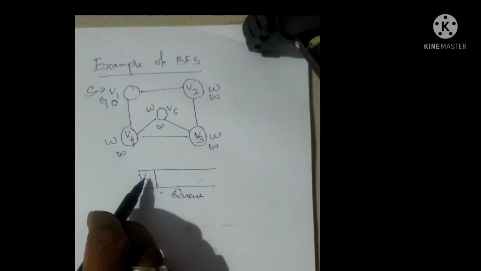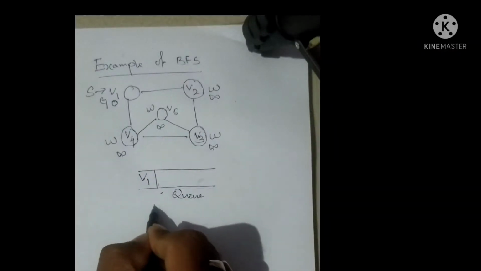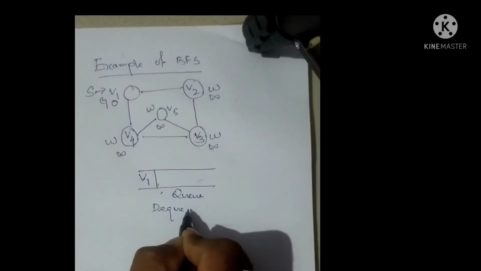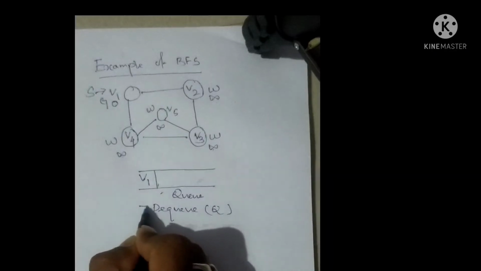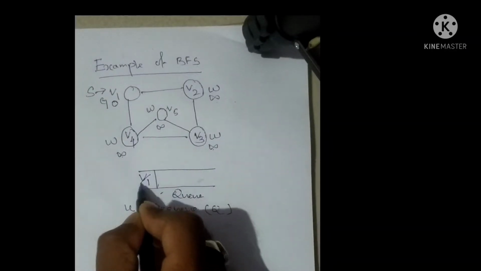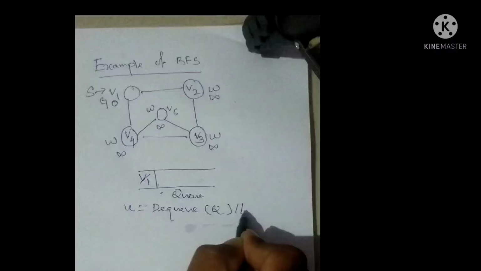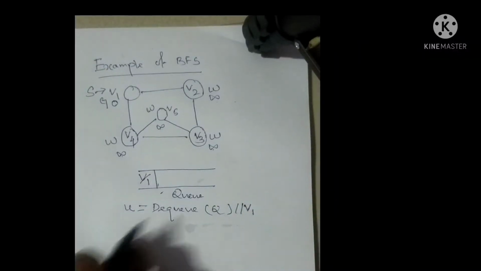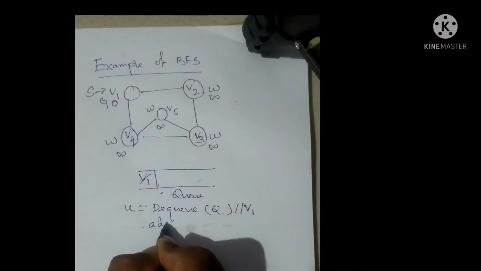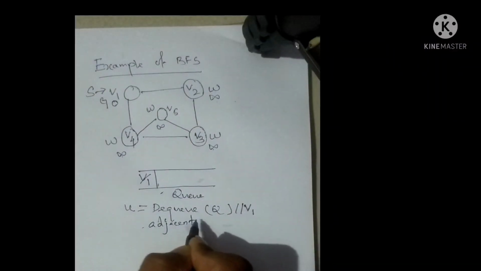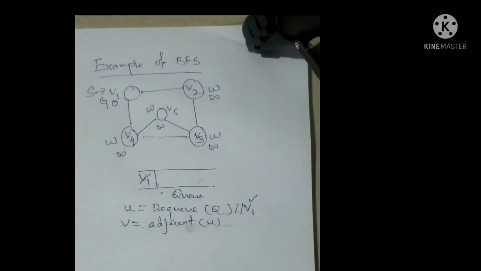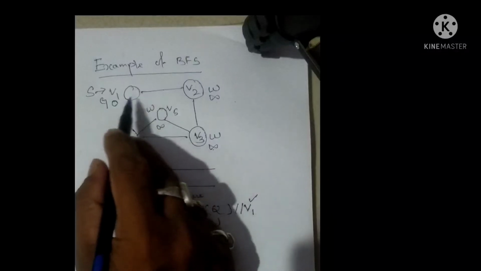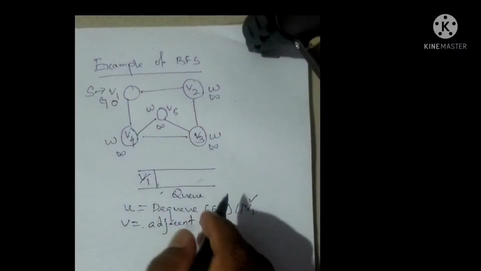So we have to dequeue. Whatever value you dequeue from your given queue, as per the algorithm, will be stored in U. So which one is dequeued? Your U contains initially, let me write here, V1. Now find the adjacent of U and store in V. So U is here V1. So adjacent of V1, I can write V2 as well as V4.